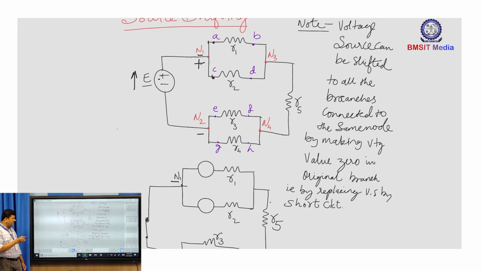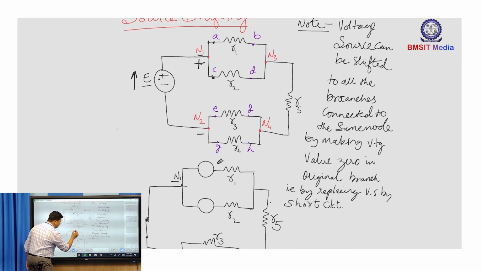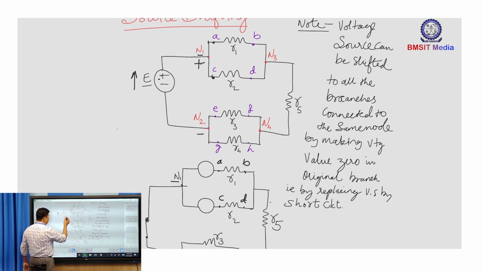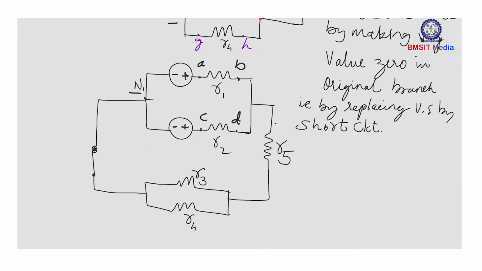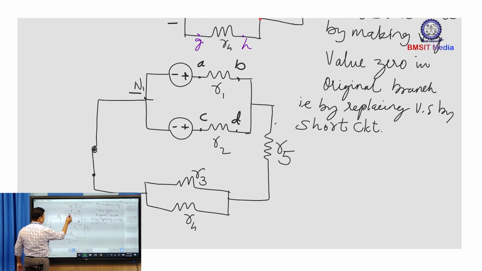So when I shift the voltage source beyond the node, the respective terminals should have the same polarities, that is, terminal A of R1 should be positive and terminal C of R2 should be positive. It means the polarity of E should be such that the original polarity of the terminals is not lost. Hence, the polarity assigned should be such that A is positive, C is also positive, and this is the voltage E.